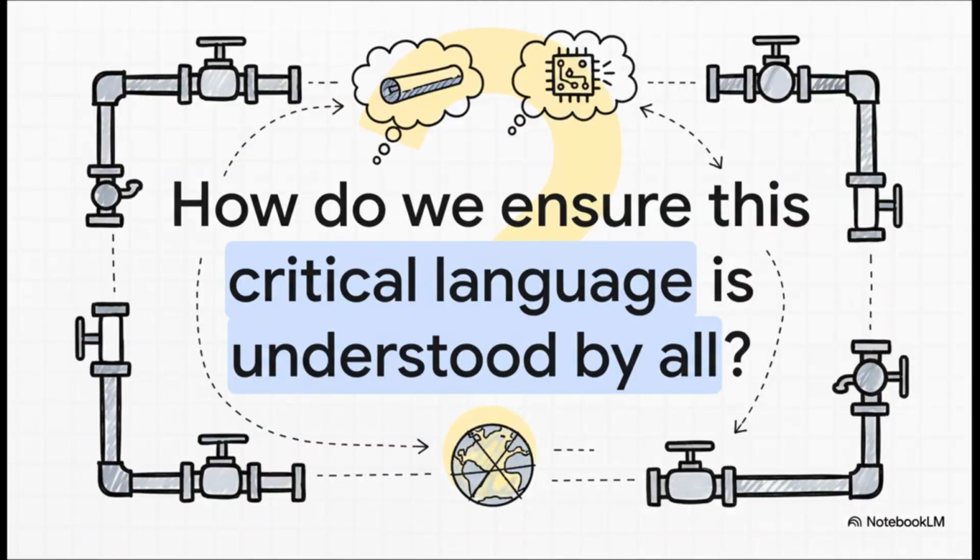So that leaves us with one big final thought. P&IDs, this is the language we use to build and run pretty much everything. And as our world gets more and more complex, as the stakes get higher and higher, we absolutely have to get better at speaking it. The need for a clear, universal language has never been more critical. So whether it's by creating better standards or building smarter technology, making sure everyone is fluent in this language, well, that's one of the biggest challenges facing engineers today.